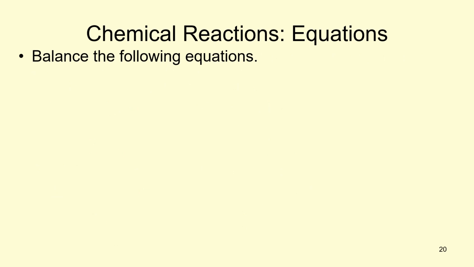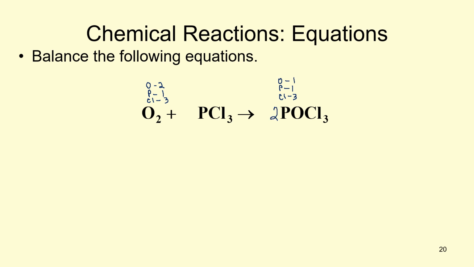All right, so let's just try a few more. Balance the following equation. Right now I've got 2 oxygen, 1 phosphorus, and 3 chlorines. On the right, I have 1 phosphorus and 3 chlorines, but I only have 1 oxygen. So if I want to have 2, I need to put a 2 in front of here. That doubles everything.